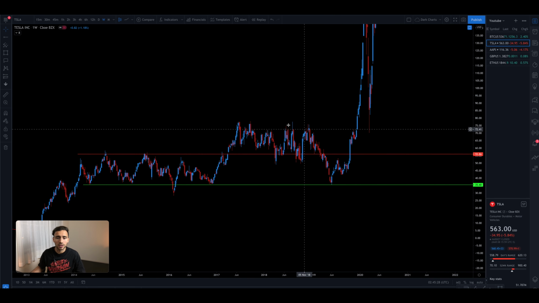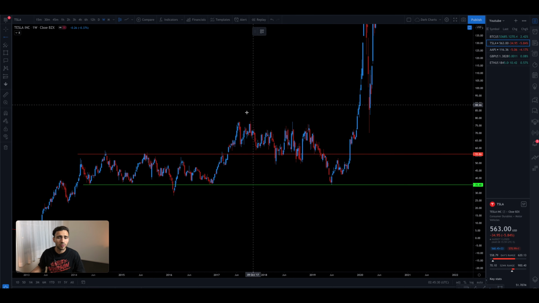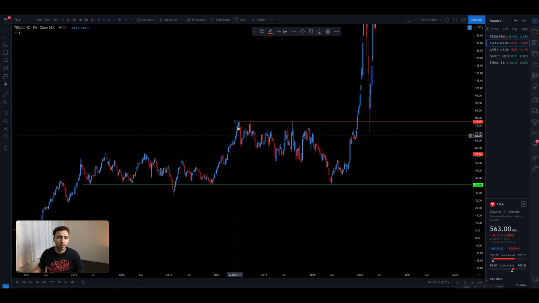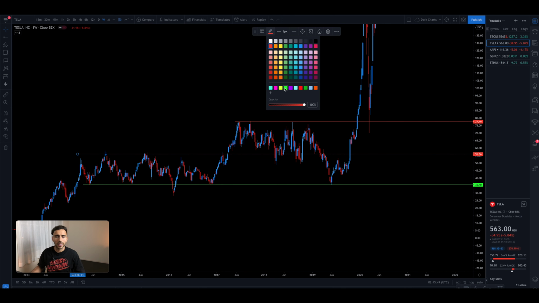And then this could have been another resistance as well. Once this broke through, it held that support for a little bit, and then it broke right back down to this support. Like I said, historical data, always going off of that. And then now this was resistance, and then say this was flipped into support. So let's turn that green.